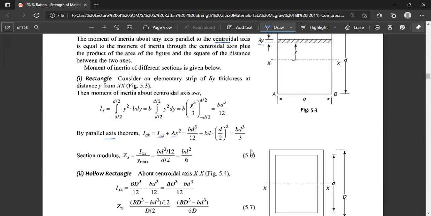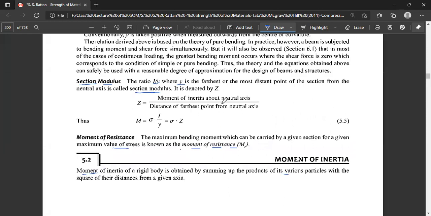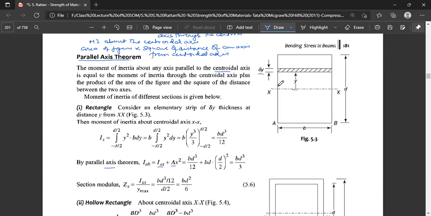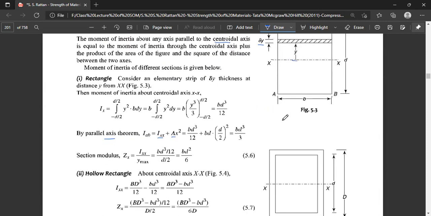The section modulus is Ixx divided by y max. The maximum distance is d by 2, and Ixx is the moment of inertia about the neutral axis, b d cubed by 12, so the section modulus is b d squared divided by 6. That is the definition of section modulus: the moment of inertia about the neutral axis divided by the distance from the farthest point. For the rectangular section, the neutral axis goes through the line XX, which is also the central axis. Next, let us go for the hollow rectangular or hollow cylinder section.